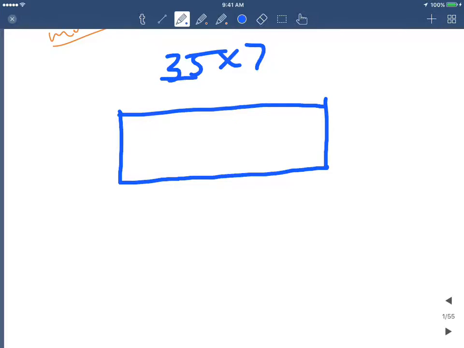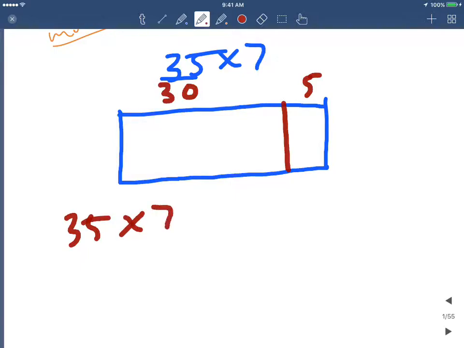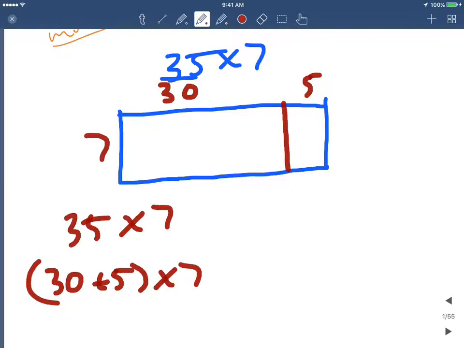But this time we could take this 35 and do 30 and 5. This is utilizing the distributive property. So instead of doing 35 times 7, we're going to do 30 and 5 times 7. So we'll do 7 times 30 to figure out the area of this larger shape here, and we'll do 7 times 5 to figure out the area of this shape.